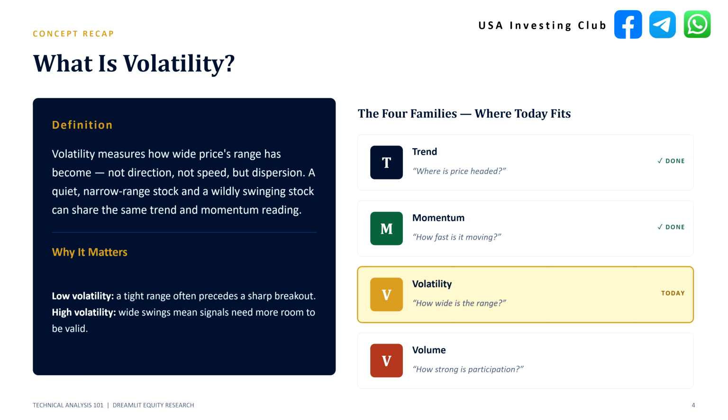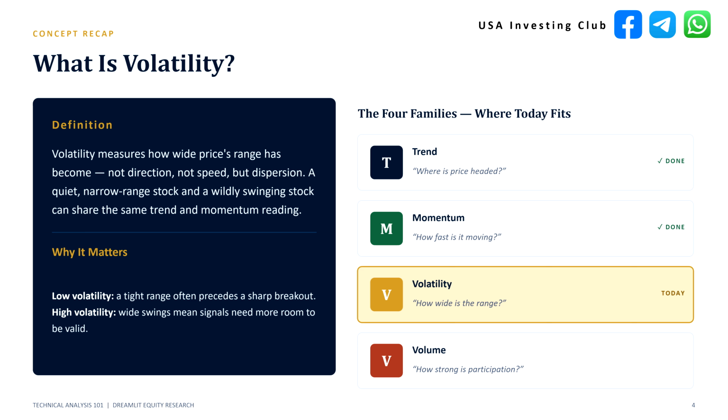Why does it matter? Low volatility, a tight, compressed range, often precedes a sharp breakout. The market is coiling before it moves. High volatility, wide swings, means your signals need more room to be valid. A stop or target size for a calm market will get run over in a wild one.